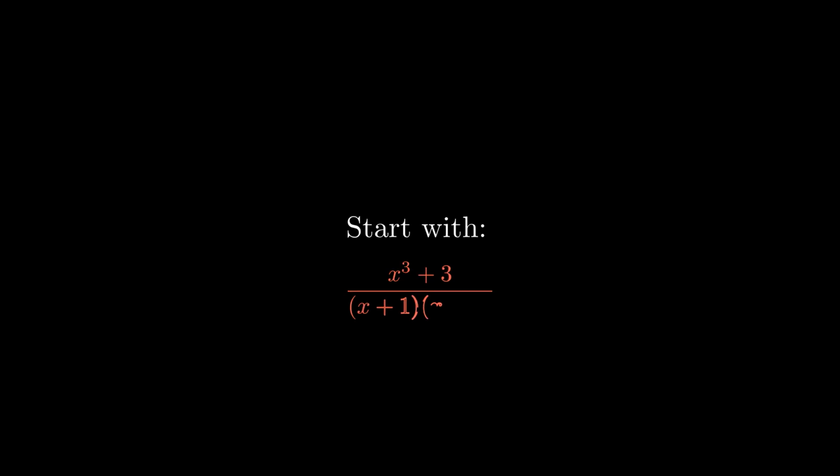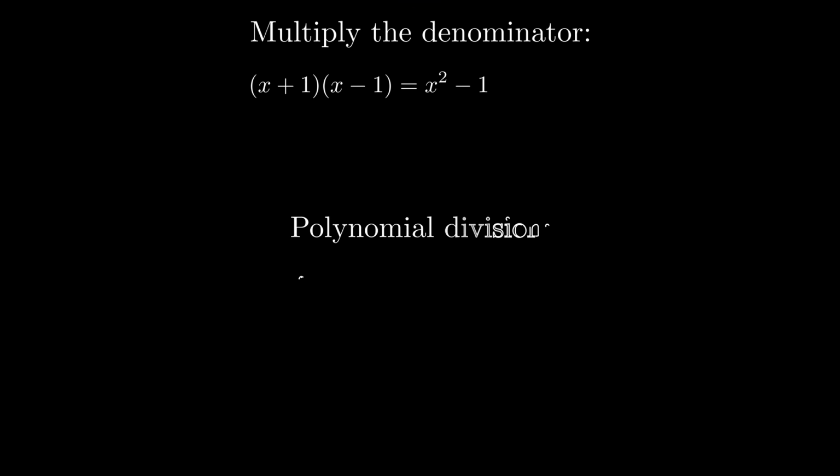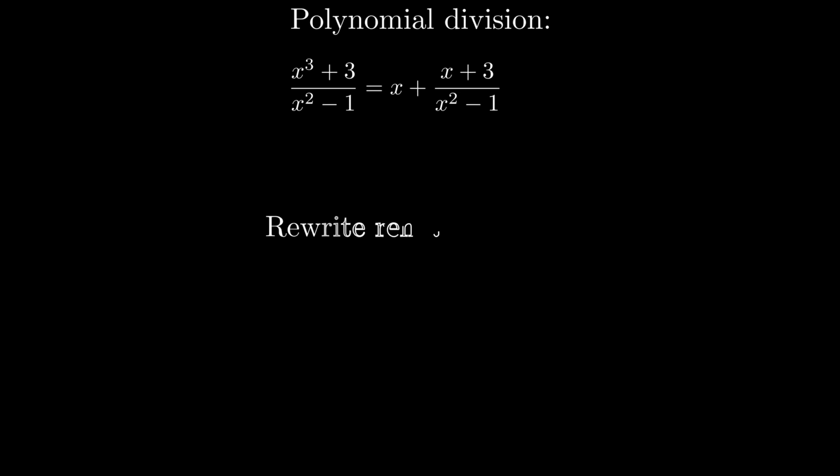We start with x cubed plus 3 over x plus 1 times x minus 1. Multiply the denominator to get x squared minus 1. Divide x cubed plus 3 by x squared minus 1. The result is x plus a remainder over the denominator. Now we focus on the remaining part, which is x plus 3 over the original factors.